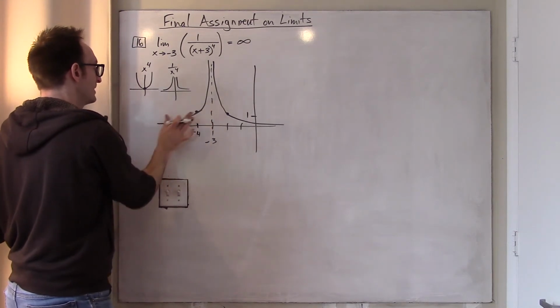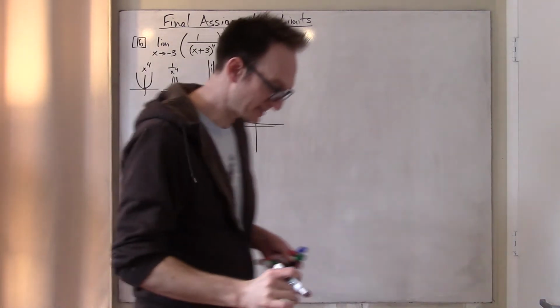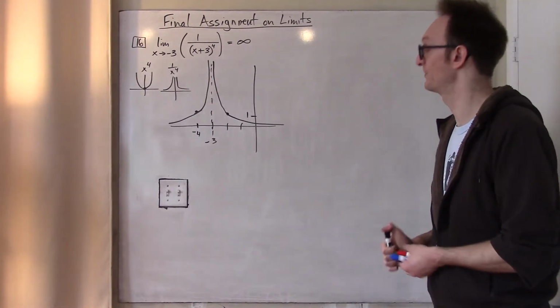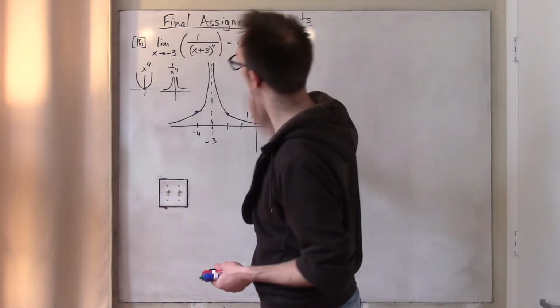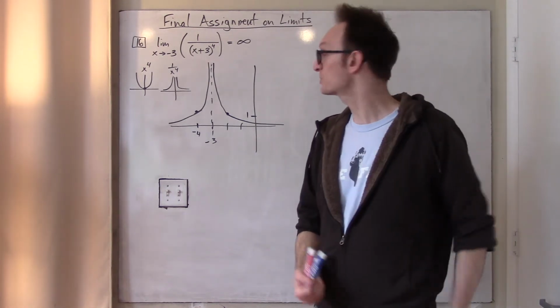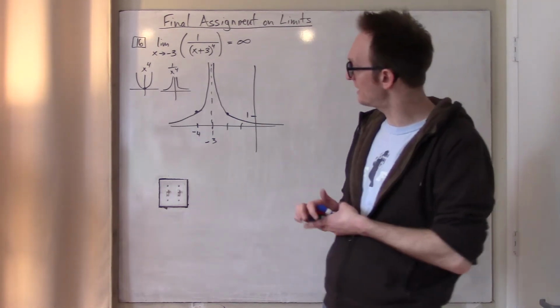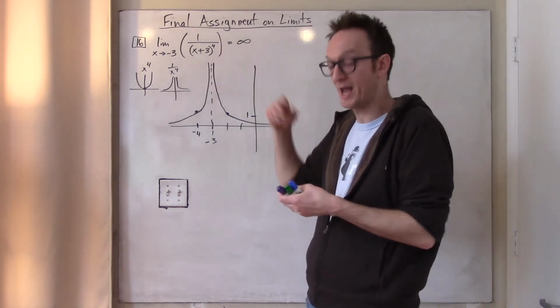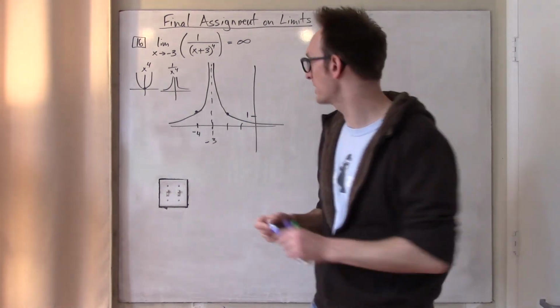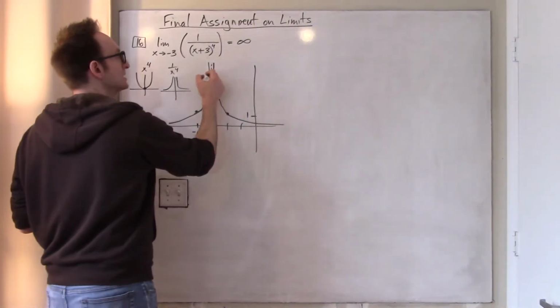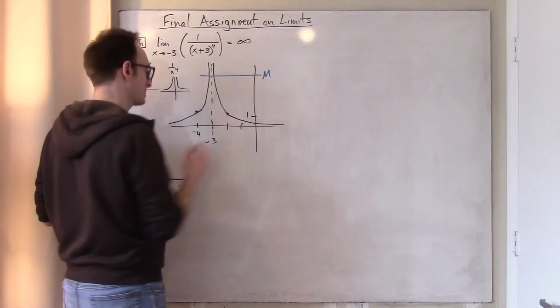What does it even mean to prove that this goes to infinity? Well, once again, you can play the game, right? If the limit as x approaches negative 3 is infinity, what does that really mean? It means that near negative 3, this function gets really, really big. How big? As big as you want. And so I'm going to get challenged with some massively large number m.